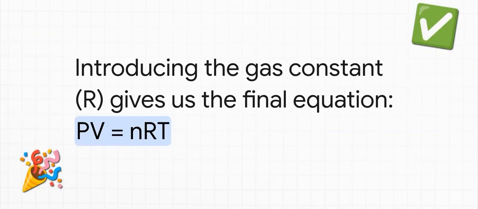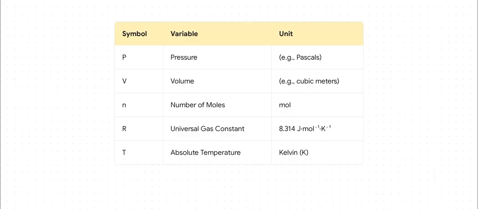Now, to turn this proportional to sign into a real equal sign, we just need one little thing. It's a special number called the universal gas constant, and we just call it R. We slot that in, do a tiny bit of algebraic shuffling, just multiply both sides by P, and bam, there it is. PV equals nRT, the ideal gas equation. We built it. So let's do a quick recap of our masterpiece here.